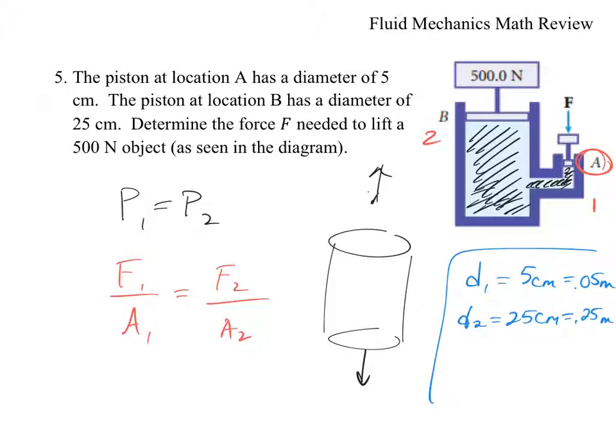So we've got the diameters of both of these locations. The question says, determine the force needed to lift the object. That's 500 newtons. The object is located at location 2, so that's the weight that we'd have to lift up at location number 2. So again, we're given D1, D2, and F2. The question is, figure out how much you have to push down with to lift this car up.